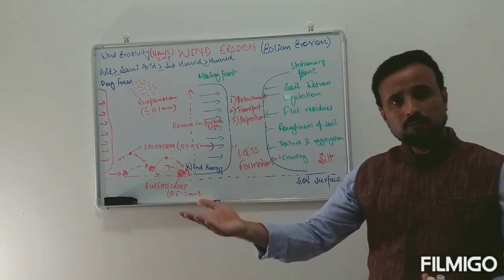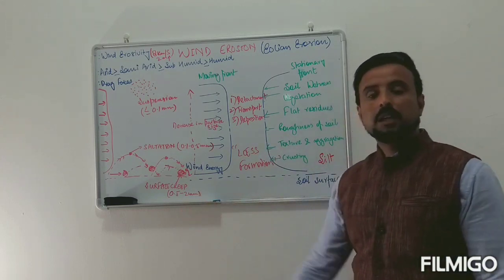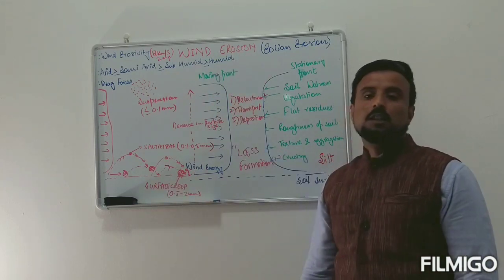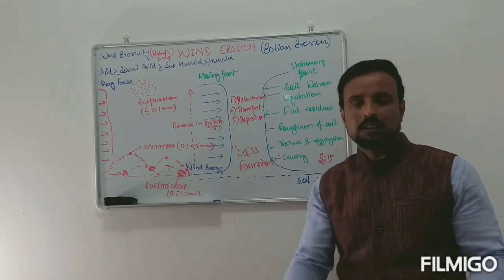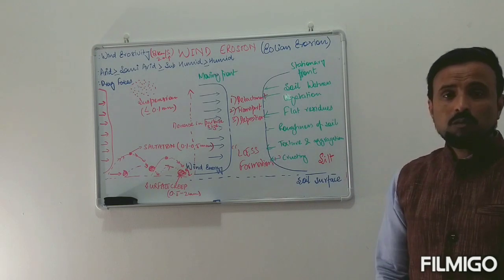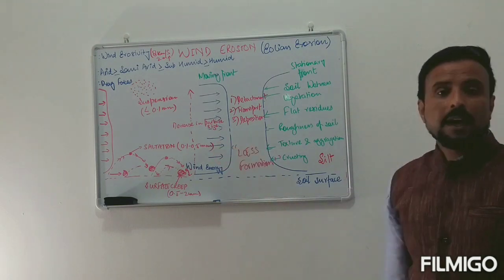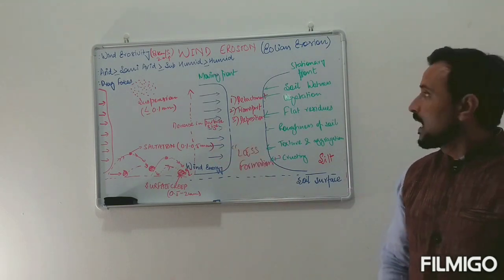So there is formation of big structures, loess formation, silt-sized particle formation. Normally we see these and call them sand dunes.